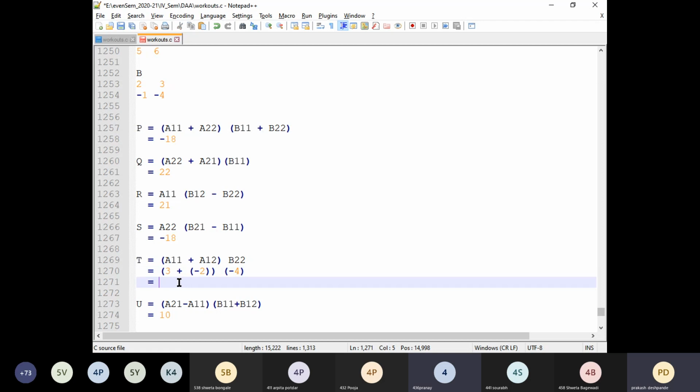3 minus 2, minus 2 plus 3 is equal to minus 1, sir. Minus 1 into minus 4 is equal to plus 4, sir. Come on. 3 minus 2 is how much? 1, sir, but minus 2 is there, no, sir? First, you tell the answer of this. Don't proceed further. Just tell the answer of this. Minus 1, sir.